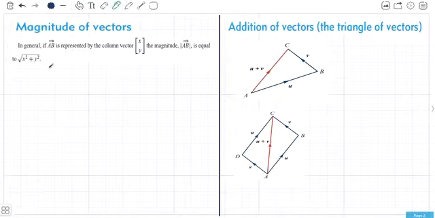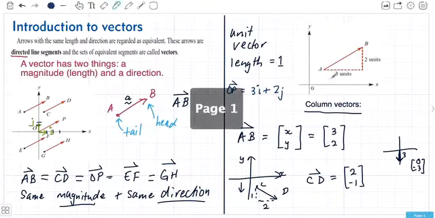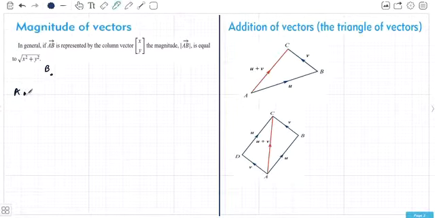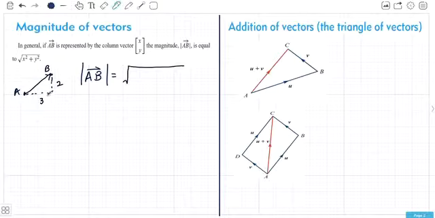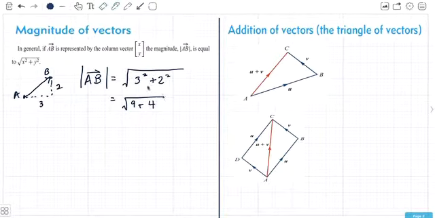So magnitudes of vectors. If you remember that picture we just saw, we had an A and a B, and 3 units across, 2 units up. So 3 and 2. Now you would be able to figure out at this point how to get the magnitude or the length of this vector, and that would be by using Pythagoras. We know that this vector is A to B. For magnitude we use the modulus signs around that vector, and we would say here it would be the square root of one side squared plus the other side squared. So it would be the square root of 9 plus 4, which would be the square root of 13.